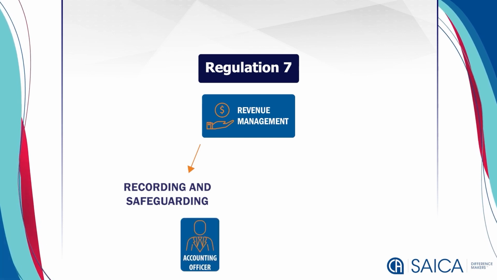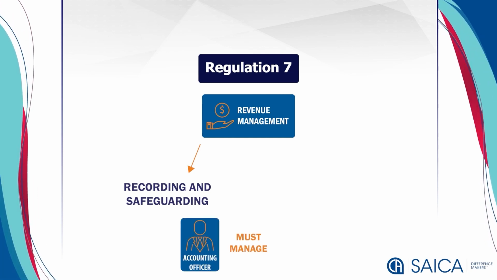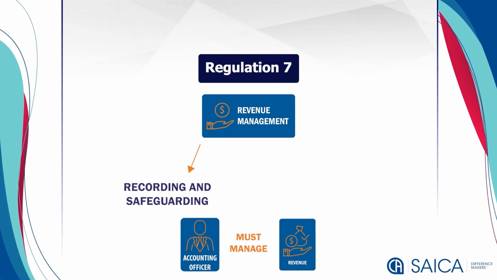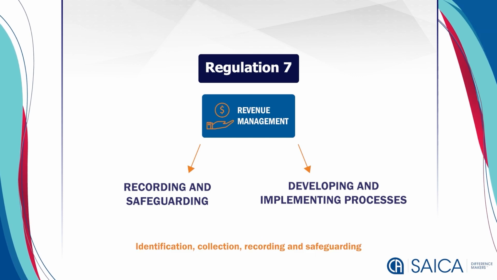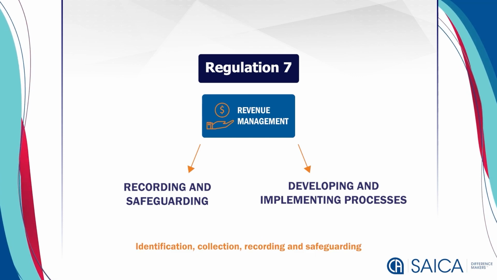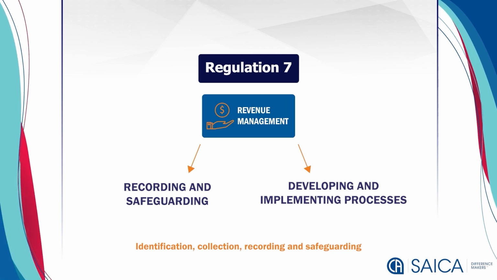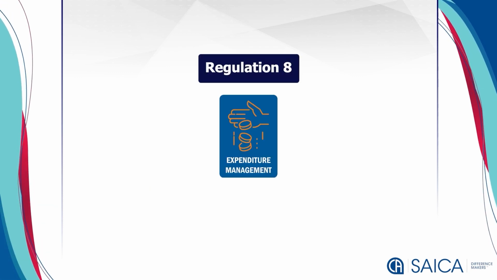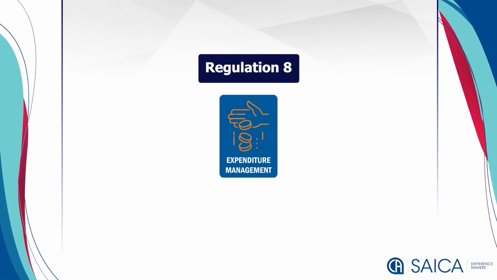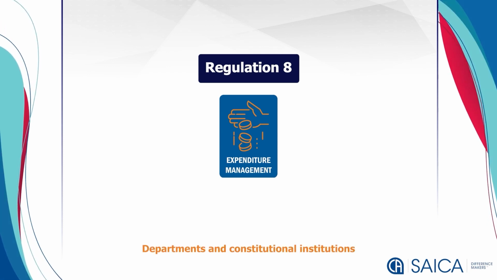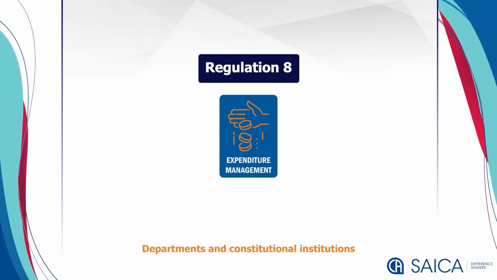The accounting officer of an institution must manage revenue efficiently and effectively by developing and implementing appropriate processes that provide for the identification, collection, recording, reconciliation, and safeguarding of information about revenue. Regulation 8, Expenditure Management. This regulation is applicable to departments and constitutional institutions.